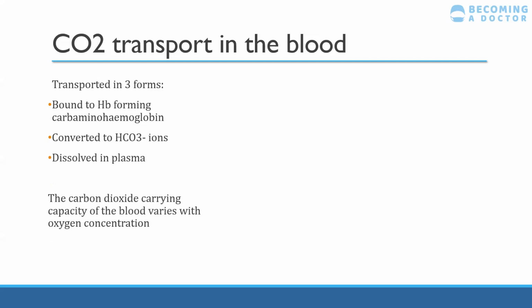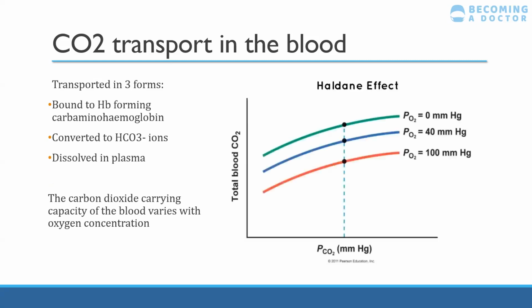So much like how hemoglobin's affinity for oxygen can be affected by CO2, the carbon dioxide carrying capacity of the blood can be affected by oxygen concentration. So that's called the Haldane effect. So in this red line here, where you've got higher partial pressures of oxygen, the total blood saturation of CO2 is actually lower. And this is because when there's high partial pressures of oxygen, it displaces the CO2 bound to hemoglobin and causes CO2 to be released.